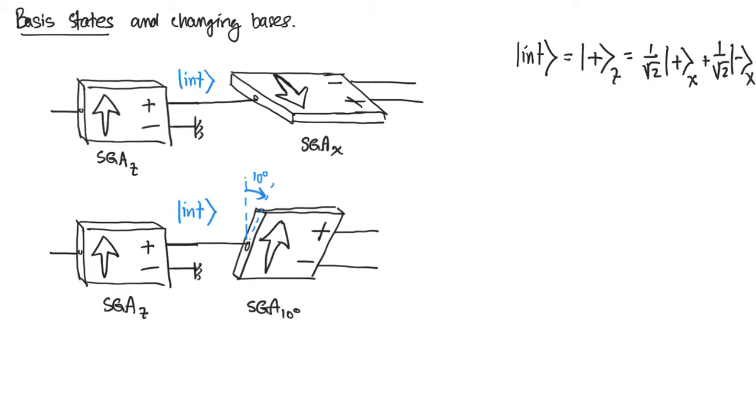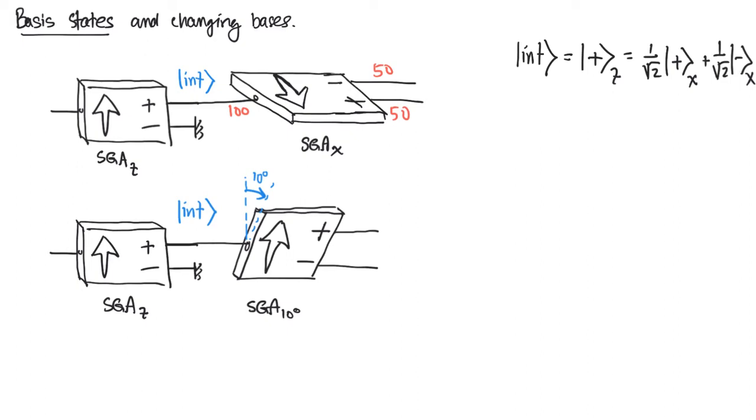And that was acknowledging the fact that if there were 100 atoms in the intermediate position, you'd have 50 atoms exiting the plus and minus ports of the X analyzer. So the probability of exiting plus X or minus X is 1/2, and these amplitudes squared give that probability. So 1 over root 2 squared gives probability of 1/2, 1 over root 2 squared gives probability of 1/2.